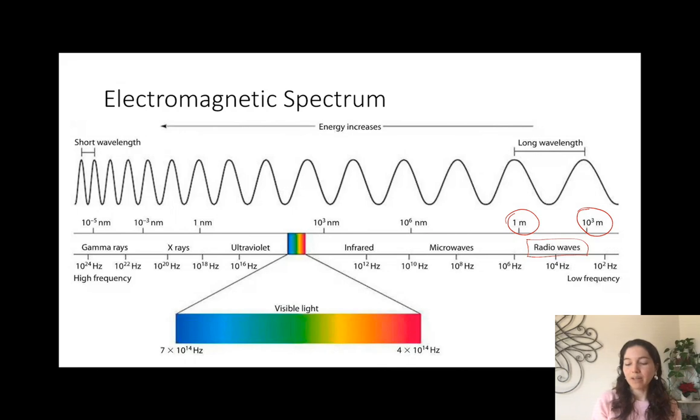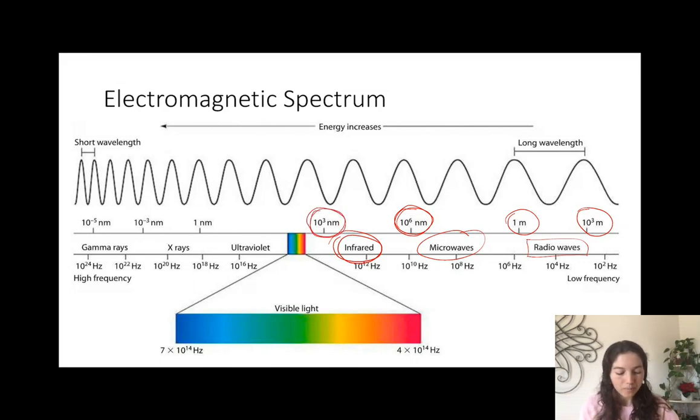Then we get into microwaves, the thing coming from your microwave oven that you cook stuff in. We've got a smaller wavelength here. So now we're in nanometers, 10 to the 6 nanometers. And then we get into infrared, IR light. That's our 10 to the 3rd nanometers. So we're getting smaller and smaller here. This is visible light. These are the colors we can see with our eyes that our rods and cones pick up in our eyes.